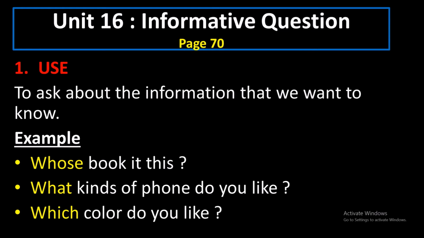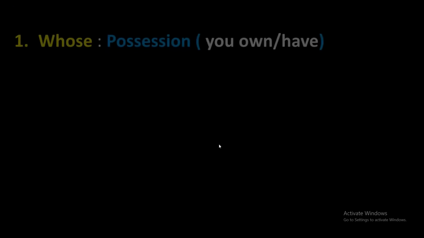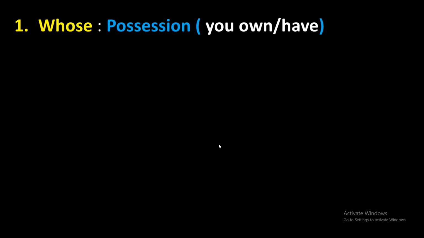Here in the three examples, you can see the words. The first one is whose, the second one is what, and the last one is which. So the words whose, what, and which are called informative question words, which tell you more about something. Somebody owns something, or somebody wants something, or somebody has something. Okay, let's move to another thing, which is more detail. I will talk about the first one, which is whose.